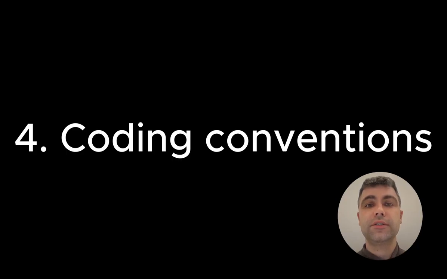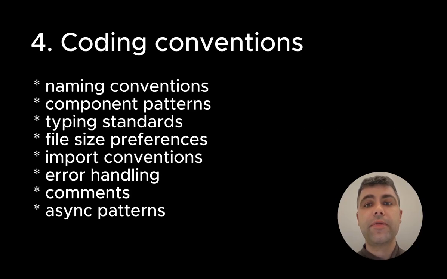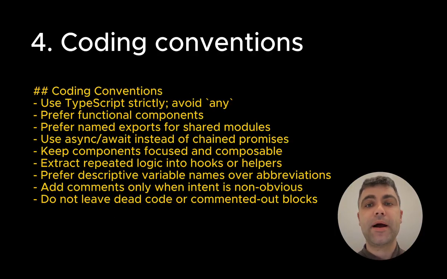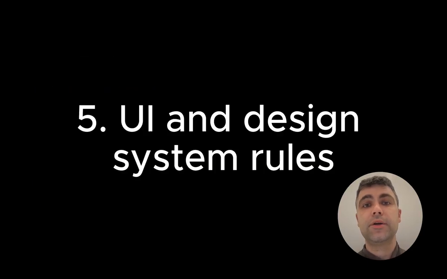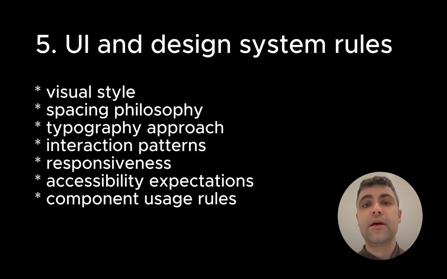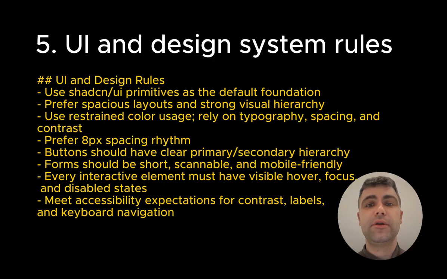Next is coding conventions. Along with project overview, I think this is the second most important section in the whole file, because it has a direct impact on the quality of the code output produced by Claude. And you need to include anything that impacts day-to-day code generation in this section. Moving next, UI and design system rules. For front-end projects like websites, this section is pure gold. You can define here visual styles, spacing philosophy, typography approach, interaction patterns, responsiveness, and accessibility expectations.